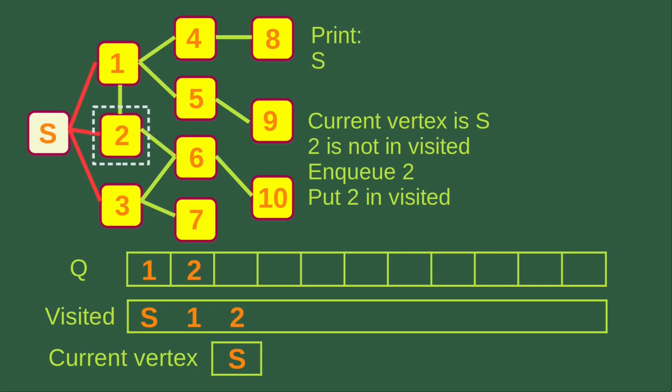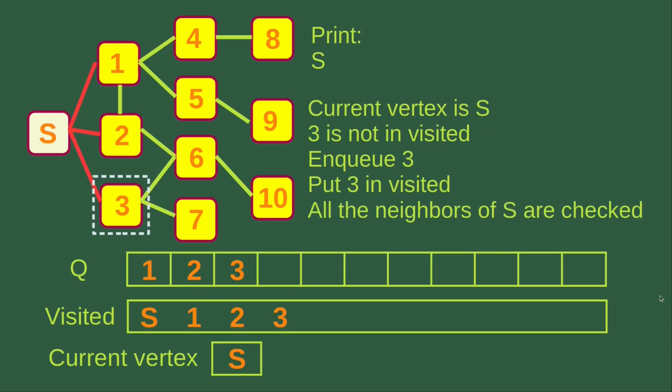And let us check number 2. Vertex 2 is not yet in the visited set. That means I want to put it into the visited set. And of course I also need to put it into the queue. Okay. I need to enqueue it into the queue, okay? Let us check vertex 3. 3 is not yet in the visited set, and of course we have to enqueue it into the queue. And you can see that all the neighbors of S are already checked. So 1, 2, and 3 are the neighbors of S, and they are all checked. And then we can go to the next process.